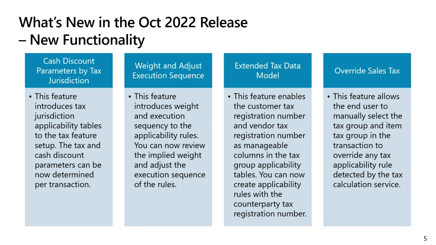The last one is the override sales tax feature. With this feature, the user now gets the ability to manually select the sales tax group and item sales tax group in the transaction. And it will override the ones that are determined by the service. It gives a straightforward way to force and correct things.